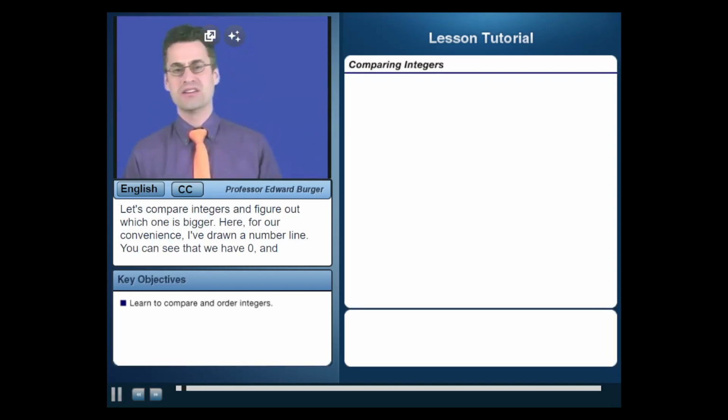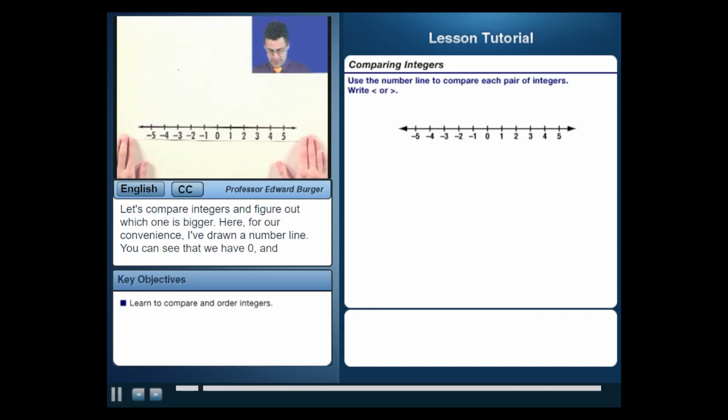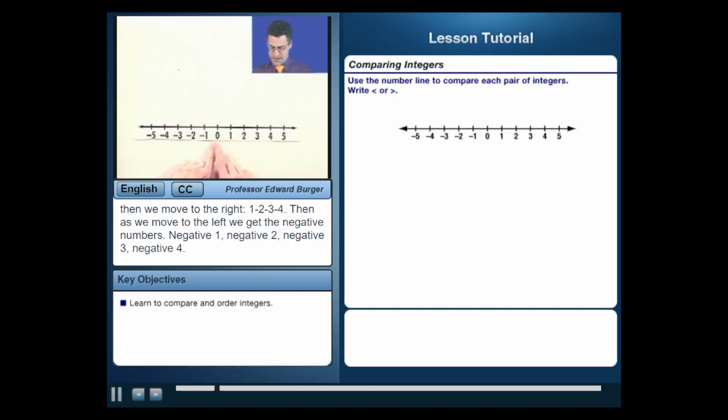So let's compare integers and figure out which one is bigger than which one. For our convenience, I've drawn a number line, and you can see that we have 0, and then as we move to the right, 1, 2, 3, 4, and as we move to the left, we get the negative numbers, -1, -2, -3, -4, and they're getting smaller and smaller whenever I move to the left. Numbers are getting larger and larger whenever I move to the right.